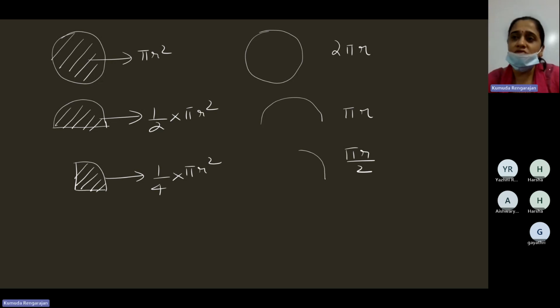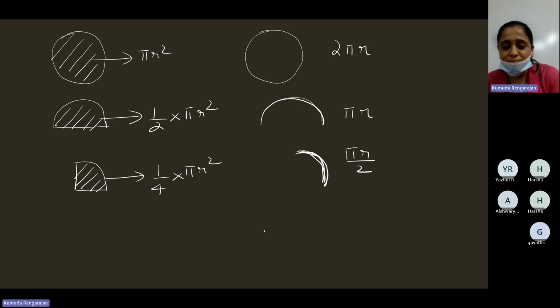So the circle length is 2 pi r. Length of half of the circle, pi r, because half of 2 pi r is pi r. Half of the length of the semicircle is pi r by 2. In a quadrant, you'll find this length. If you want to find the length of the circle, it's 2 pi r. Only this piece, it is pi r. This piece, it's pi r by 2.